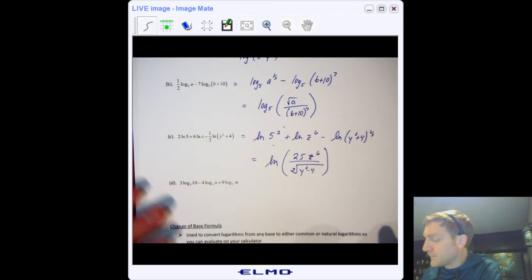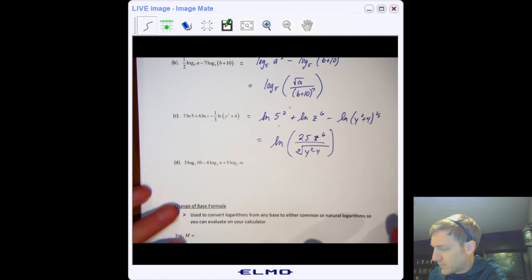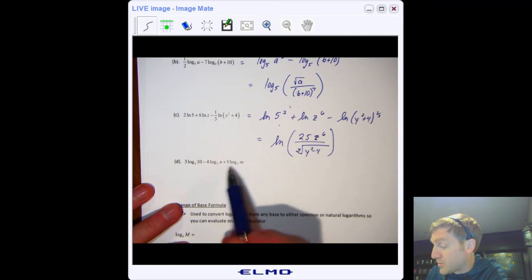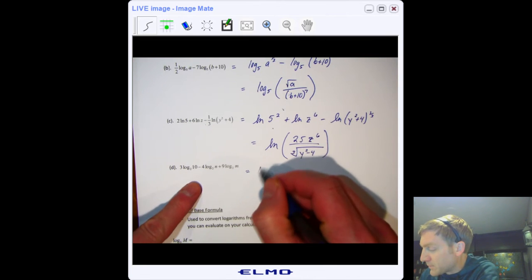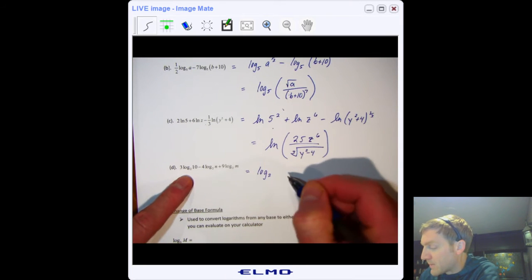Okay. Last one here. I also have an addition and subtraction, but the order is different. It's subtraction first and then addition. But guess what? That doesn't really matter, and you'll see why in a moment here. So first thing we do, bring up the exponents.